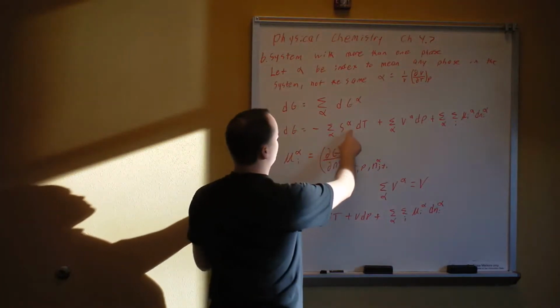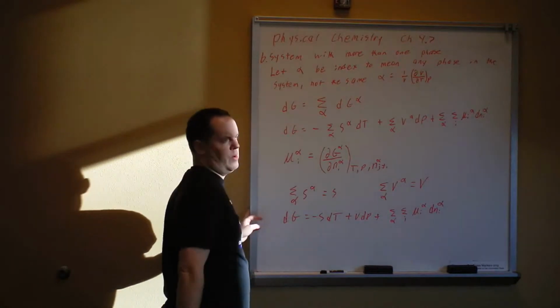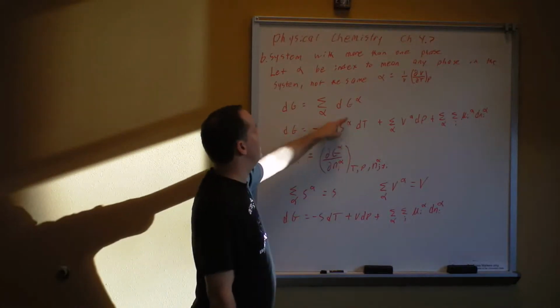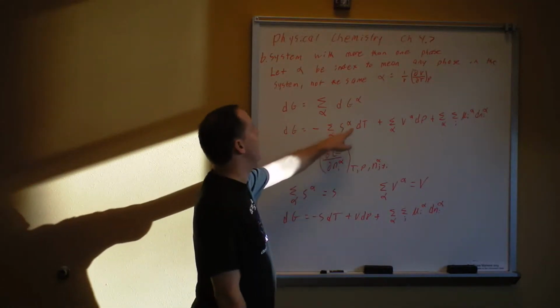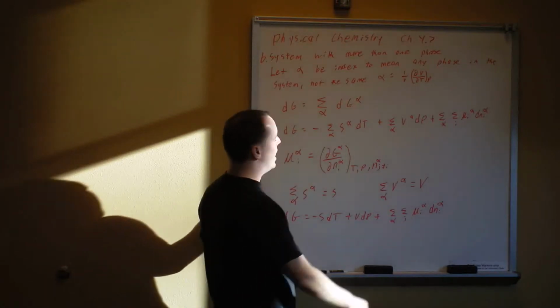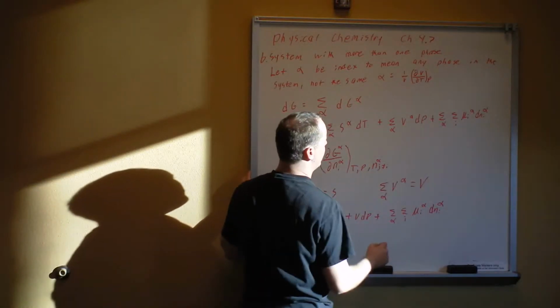So that's what the symbol means. The superscript alpha does not mean an exponent. We're not taking entropy to any power. It just means the entropy of alpha phase. And we're doing a double summation notation over here.